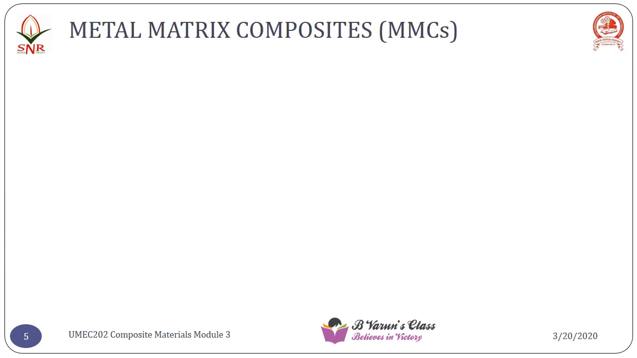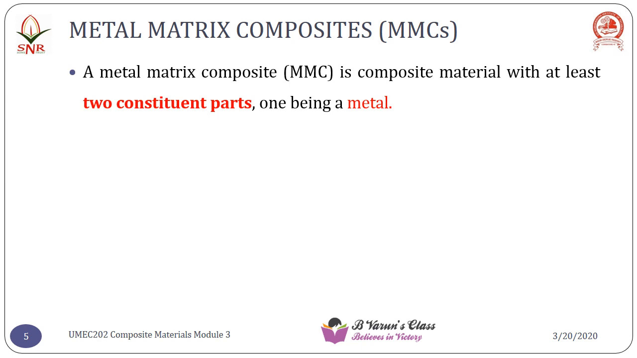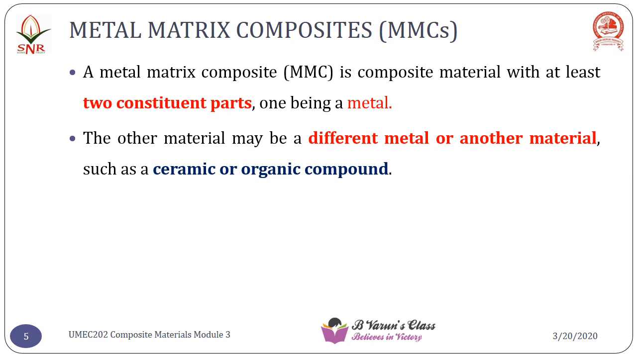What is a metal matrix composite? A metal matrix composite is a composite material with at least two constituent parts, one being a metal, as these definitions were already discussed in the previous slides.